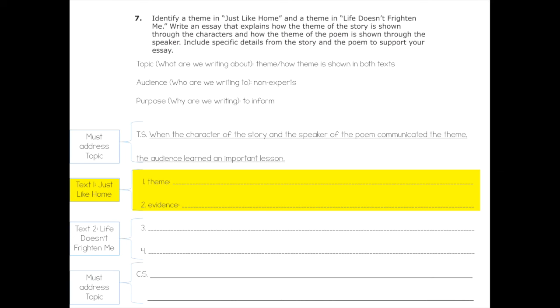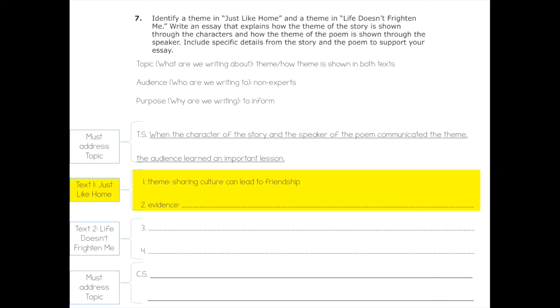Let's remember back to our story Just Like Home. What message does the author want us to remember? I remember that Priya felt lonely until she shared an aspect of her Indian culture, which helped her connect to her classmates and form friendships. So, I can determine that the theme of the story is sharing culture can lead to friendship.